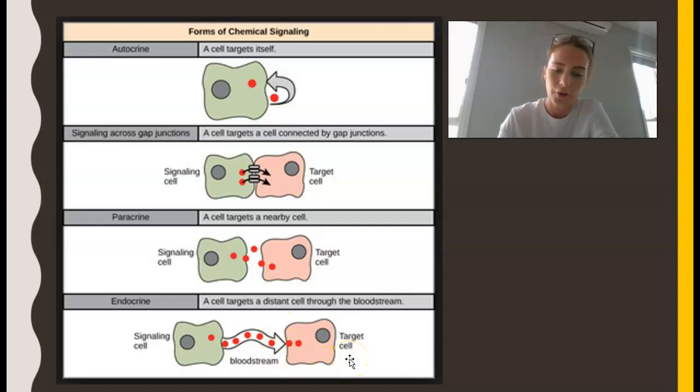And then endocrine, which is one that we're going to look at in a lot of detail, is where we've got a signal being released and it's traveling a great distance to its target cell through the bloodstream. So we're going to get into talking about hormone action and how hormones are released from a gland, a cell within a gland, and then they travel through the bloodstream a great distance to the target cell that needs to receive the message and make a change in the body.